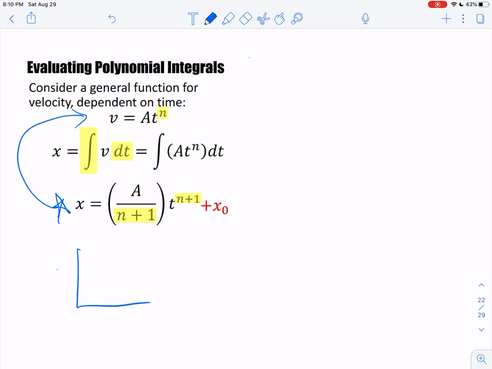And remember, this would be like if I had some kind of a velocity function. Taking the integral just means I'm taking the area. And mathematically, that's the integral.